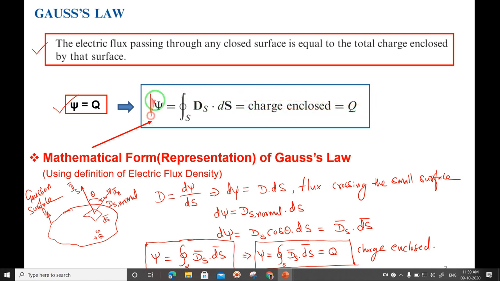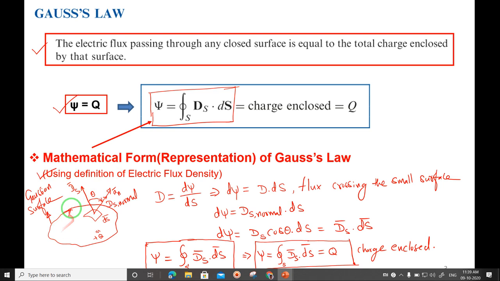So we will try to prove how this psi is equal to the surface integral. We will try to obtain this mathematical form, how it will come. We will see it. Already I have drawn the diagram. So how to obtain the mathematical form of Gauss law? We will try to make use of the definition of the electric flux density D, right?